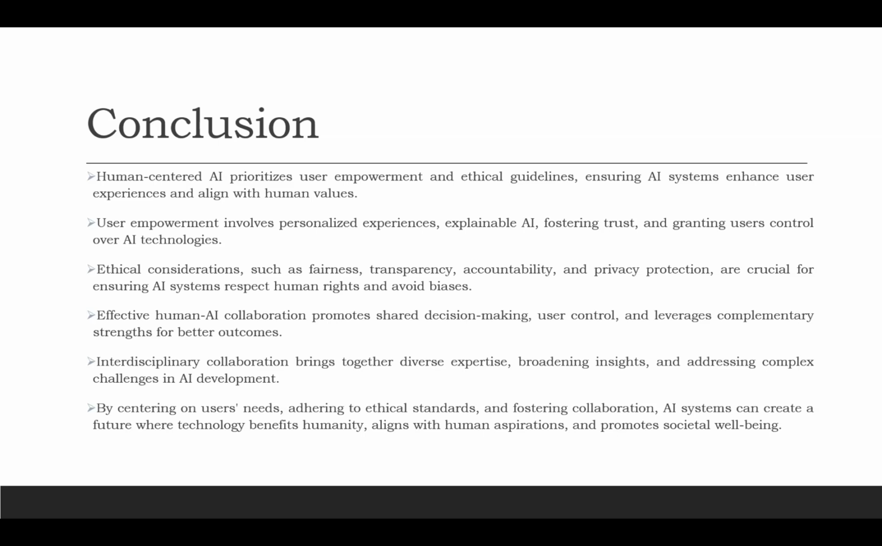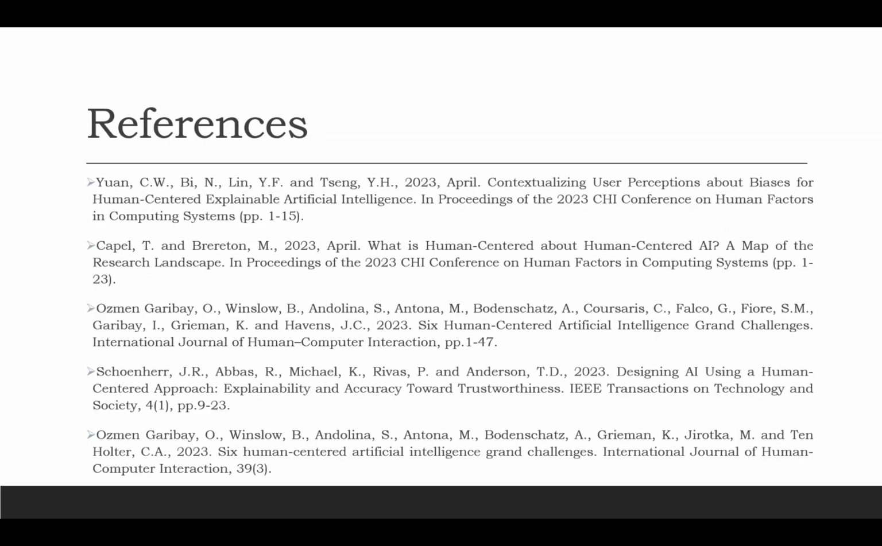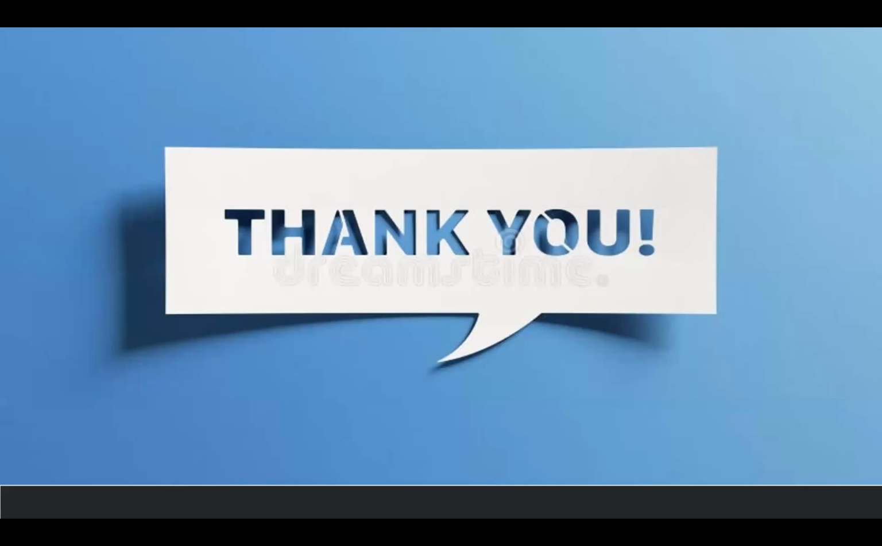And by centering on user needs, adhering to ethical standards, and fostering collaboration, AI systems can create a future where technology benefits humanity, aligns with human aspirations, and promotes societal well-being. And these ethical considerations are crucial for ensuring that the AI system respects human rights and avoids biases. And these are some of the references which we have taken in this work, and we have proposed the ethical guidelines. And further, thanks for listening to the presentation, and your questions are most welcome.